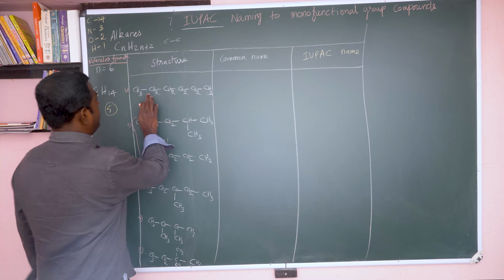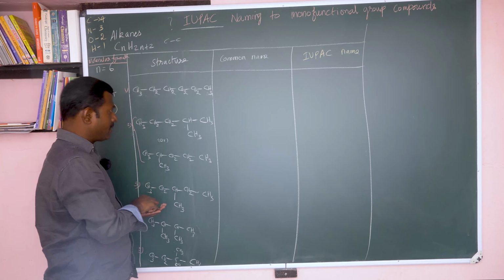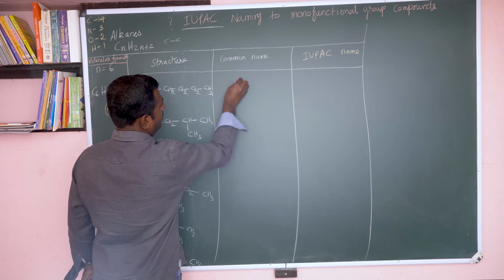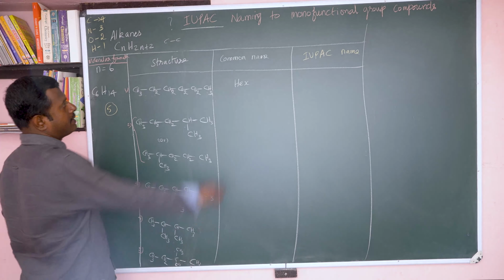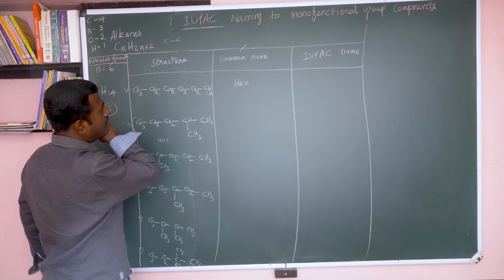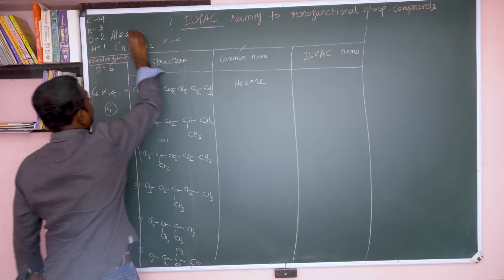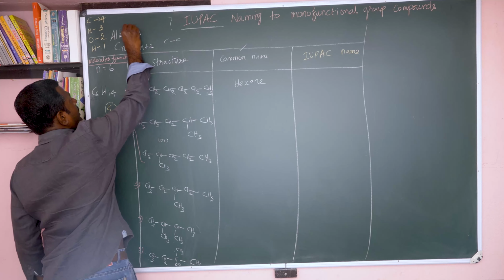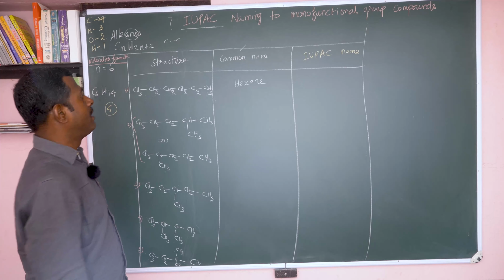So let us see this first compound first. This has 6 carbons. 6 carbons means the root word must be hex. Let us give the common name first. So hex. All the carbons have single bonds around them, so it must be an alkane. For all the alkanes, the name will end with ane. So hexane.